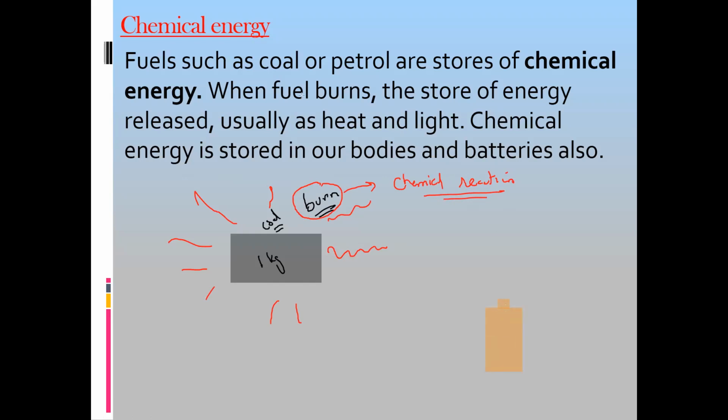So what happens inside the cell when you connect a bulb or a lamp? The lamp lights up. But how does the lamp light up? What is happening inside the cell? Inside the cell, there is a chemical present and there is a chemical reaction inside the cell. So whenever a chemical reaction produces energy, what do we call that energy? We call that energy chemical energy.